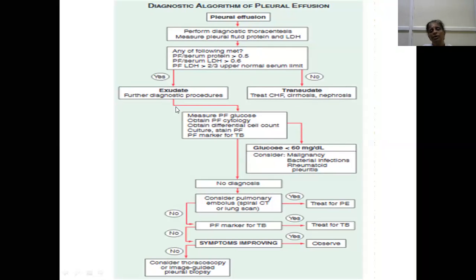If it is exudate, then we have to go for other investigations like glucose and cytology. If glucose is less than 60 milligrams, then we have to think of any malignancy or bacterial cause. Or if cytology shows lymphocytosis, then we have to think of tuberculosis. If it is neutrophilic, then we have to think of bacterial causes. And if nothing is there, then we have to suspect embolism, so we go for spiral CT. If it is pulmonary embolism, then we treat the pulmonary embolism. And if any of these are not fitting, then we have to go for thoracoscopy and pleural biopsy.